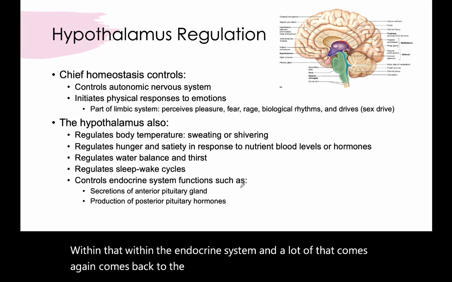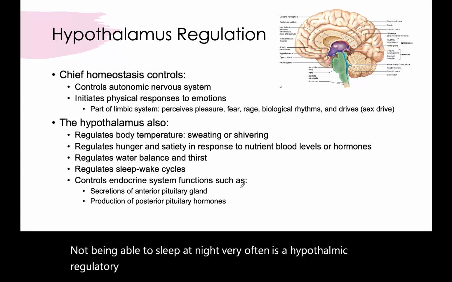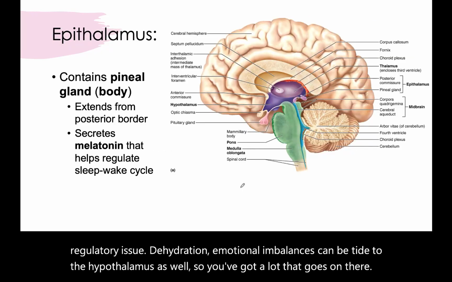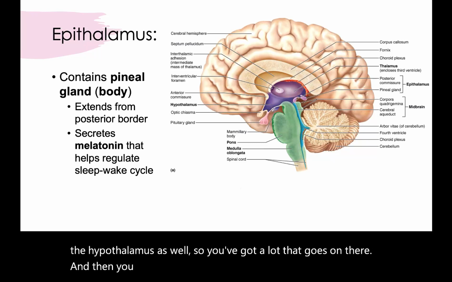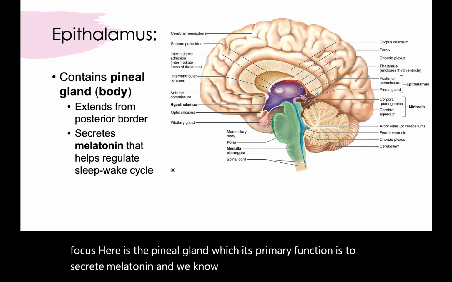Not being able to sleep at night very often is a hypothalamic regulatory issue. Dehydration, right? Emotional imbalances can be tied to the hypothalamus as well. So you got a lot that goes on there. And then you got the epithalamus, which is really our primary focus here, is the pineal gland, which its primary function is to secrete melatonin. Right? And we know that melatonin is what regulates sleep cycles.